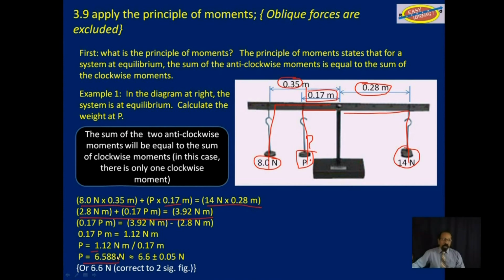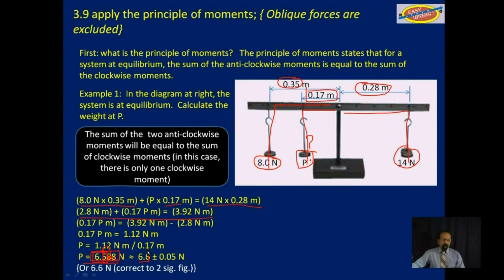6.588. You cannot leave it like that because you have 4 significant figures and all of our numbers here have only 2 significant figures. So you have to round off to 2 significant figures, which would be at this 5, this digit immediately to its right is 8. So we will drop that and increase that 5 to 6. And we get 6.6.